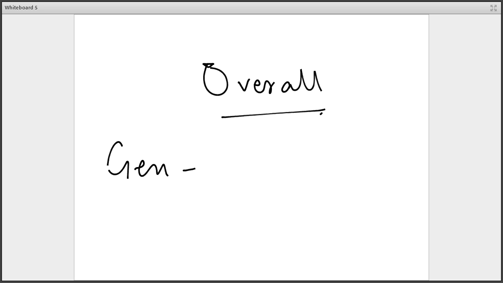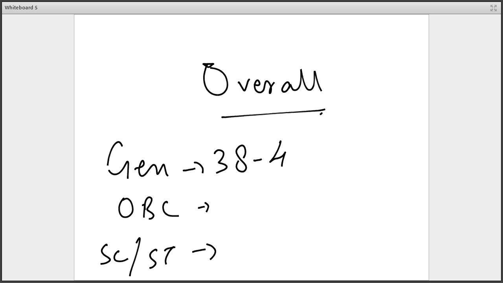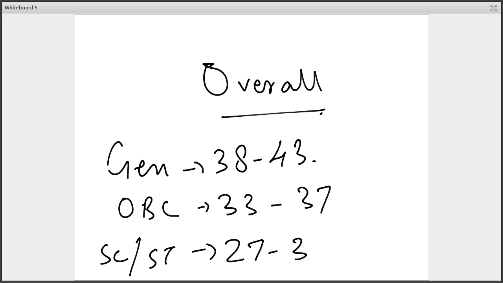Coming to overall cutoffs. Now we know that IIFT has category wise cutoffs. So one would be general, one would be OBC, one would be SC/ST. SC/ST, they have a similar cutoff. For general, the overall cutoff will vary in the range of 38 to 43 marks. For OBC, it is going to vary between 33 to 37. And for SC/ST, it's going to vary between 27 to 32.